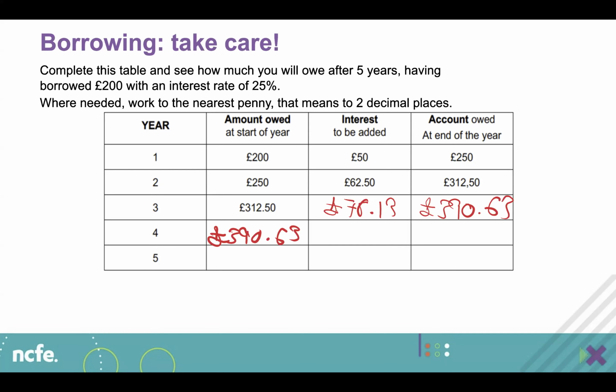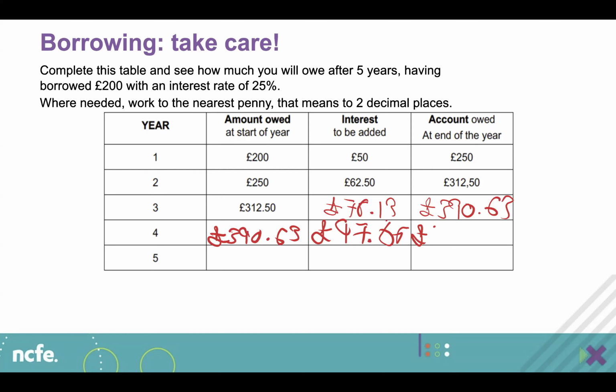You just multiply that by 0.25, which equals £97.66 to two decimal places. So £97.66. If we add that to £390.63, it equals £488.29.